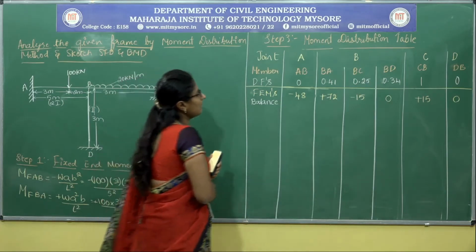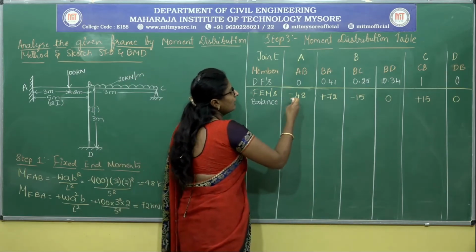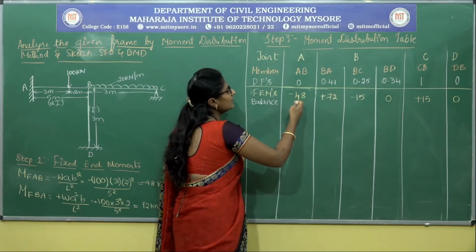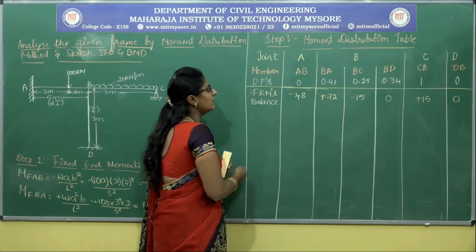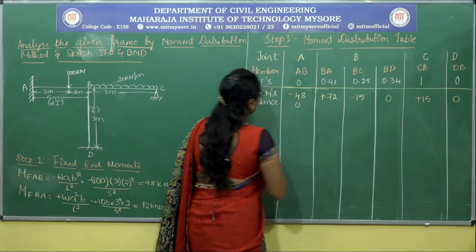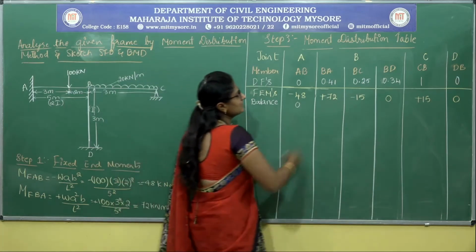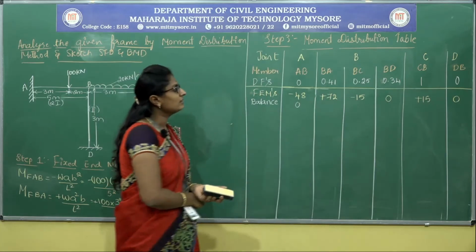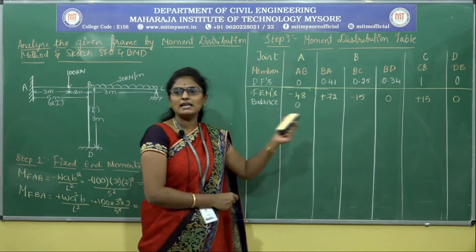So for span AB at joint A, we have minus 48 as the unbalanced moment. In order to balance this, we need to consider plus 48. Plus 48 multiplied by 0 will give you 0. Right? In this case, consider 72 minus 15 and 0. This will give you 57. So plus 57 is the unbalanced moment.